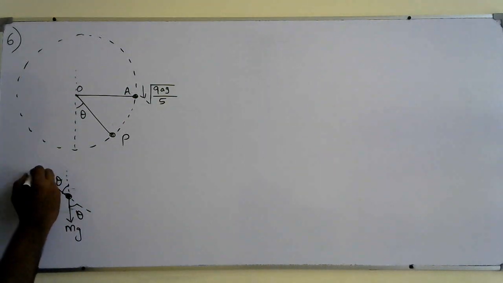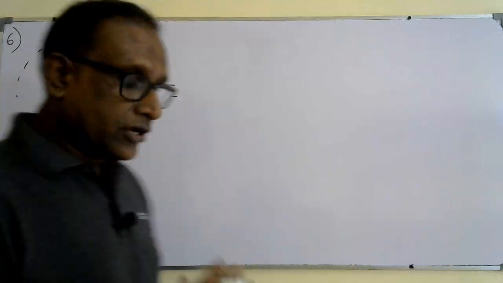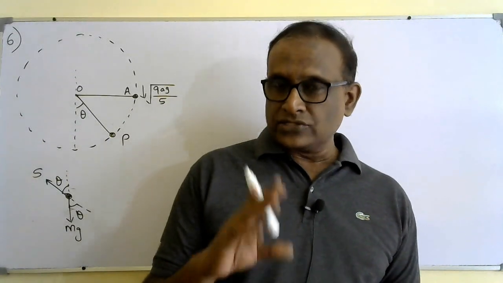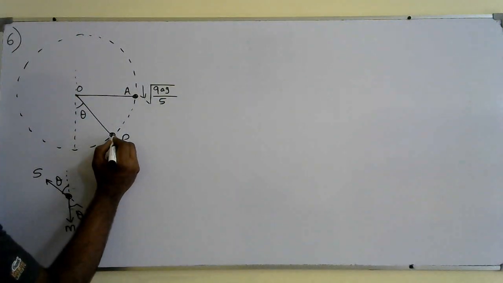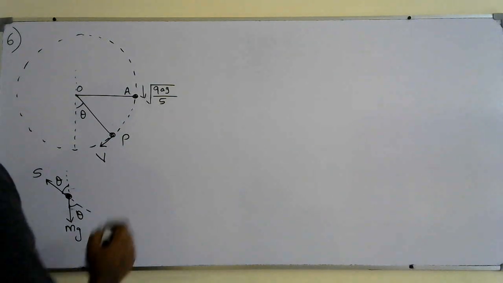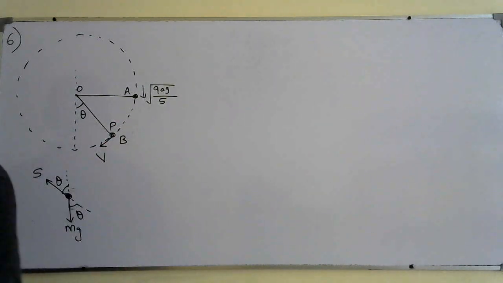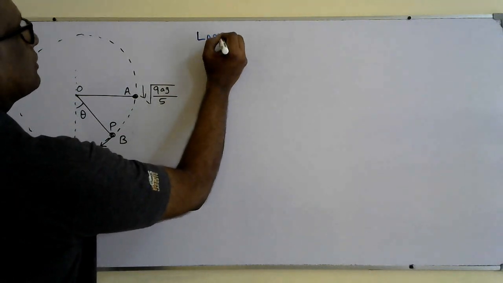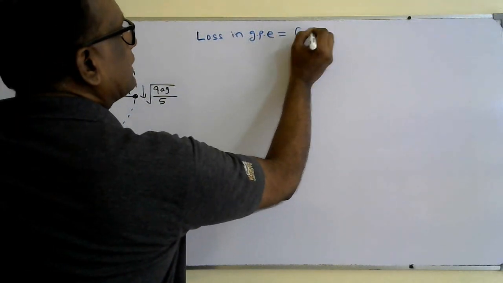So the tension is denoted by S here. I need to get an expression for the tension S. We know that the resultant force equals mv squared over r, so V also comes. So I should find the speed at this position. Let the speed at this point be V. I can use the energy equation for the motion from A to B. We'll call this point B, particle P. So we'll consider the motion from A to B. Loss in gravitational potential energy equals gain in kinetic energy.